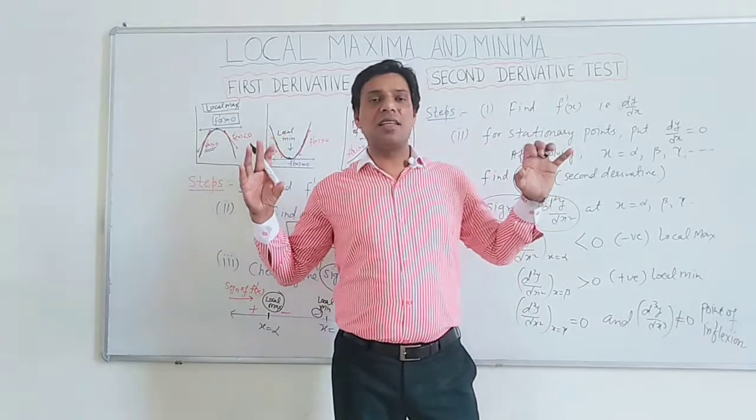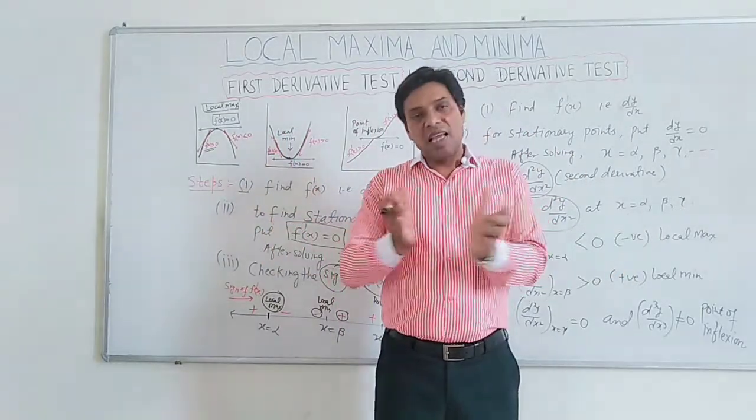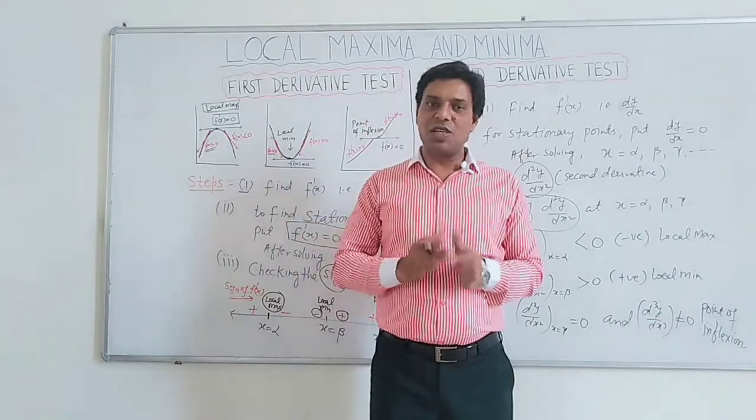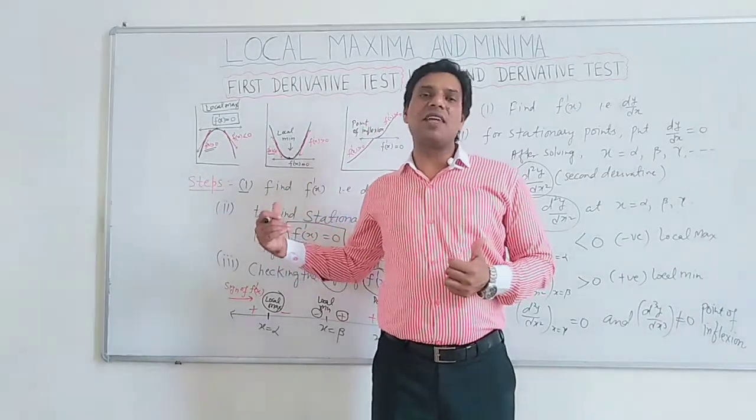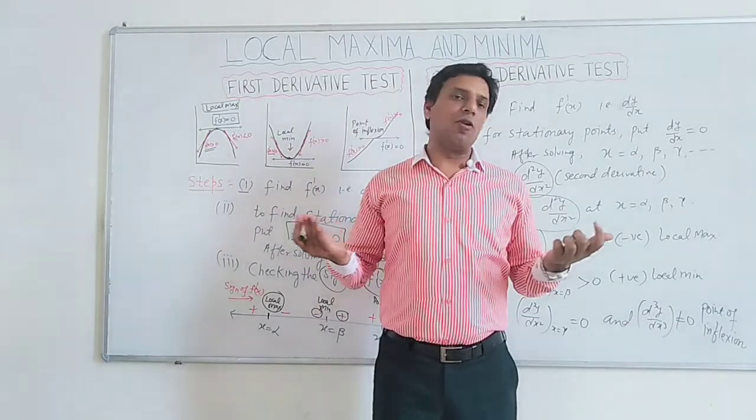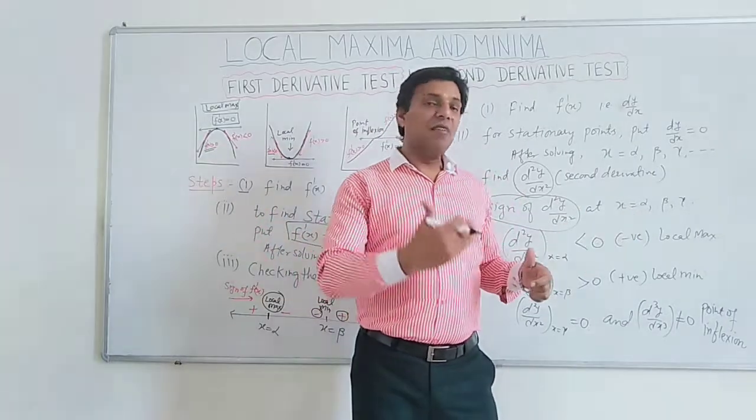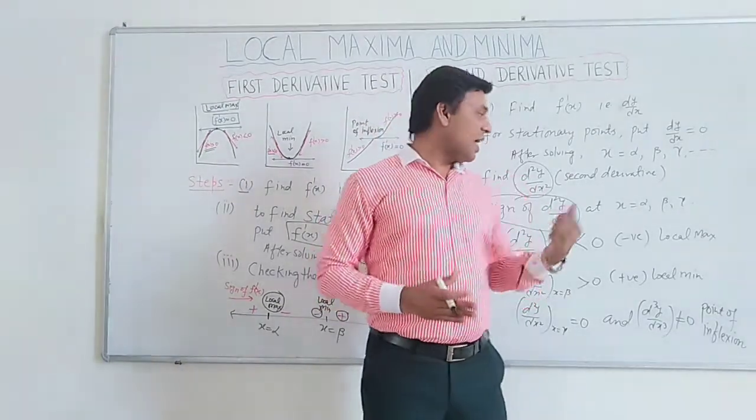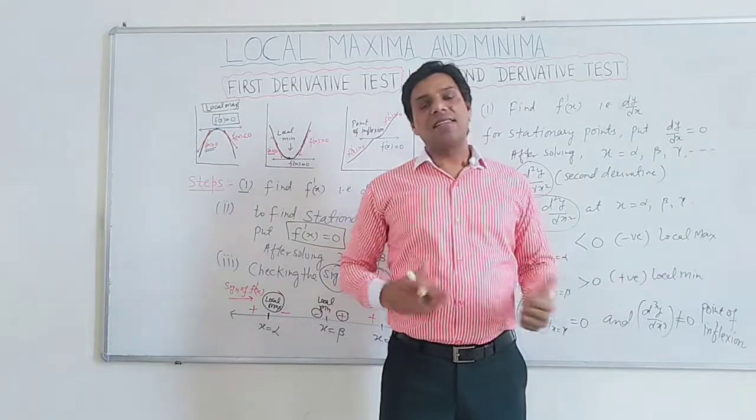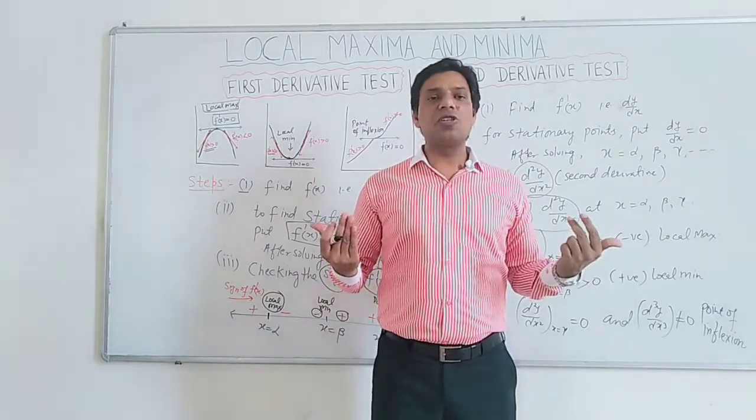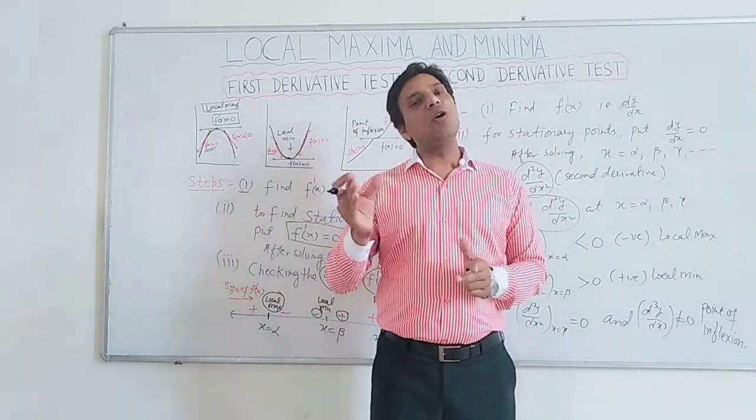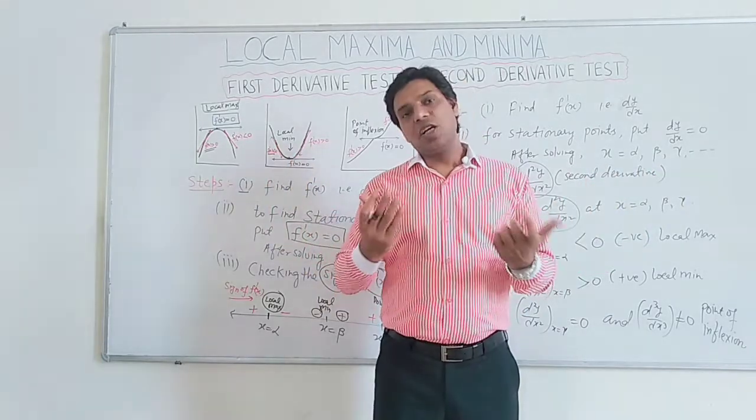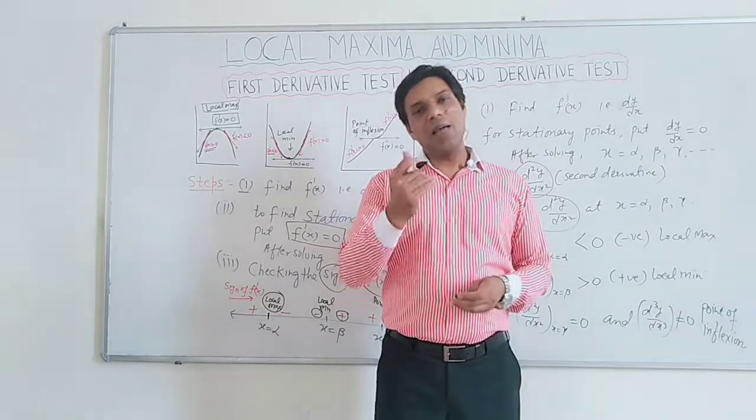Actually, these two tests depend upon the situation. In some questions, it is difficult to find the second derivative. So in that situation, we can check the sign of the first derivative and comment about the local maxima and minima. But whenever we can easily find the second derivative, we can use the second derivative test. Generally, it is not specified in the question, it just says find the local maxima and minima. Then you have a choice that you can use both of the tests. Now for some questions, keep watching.